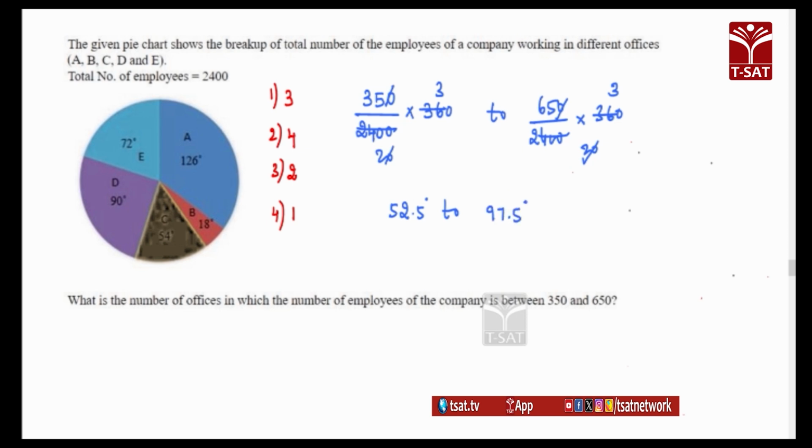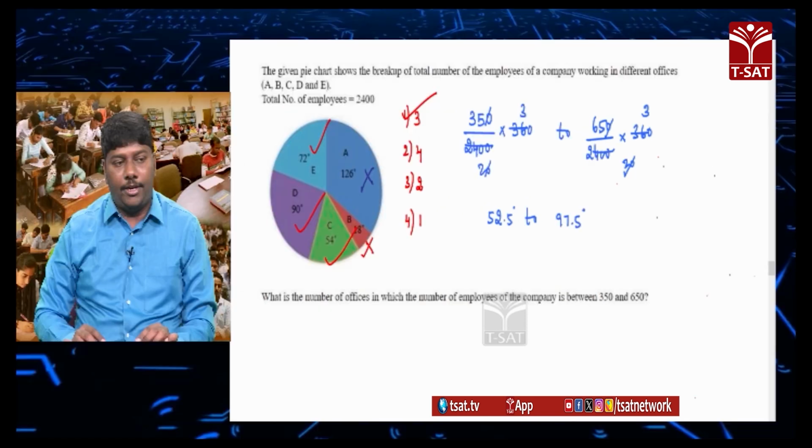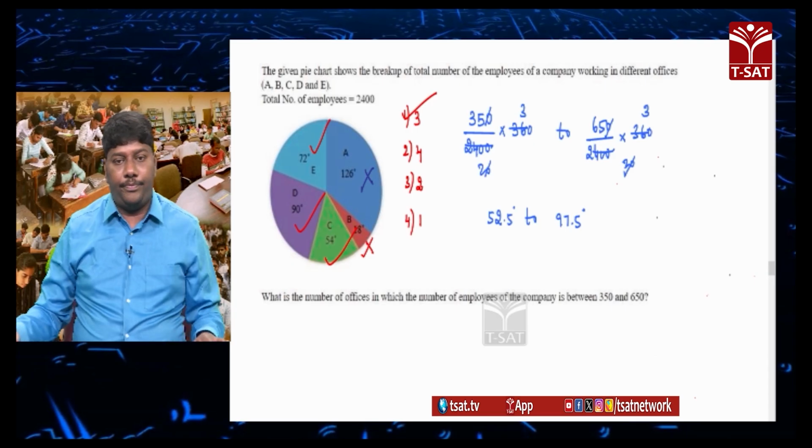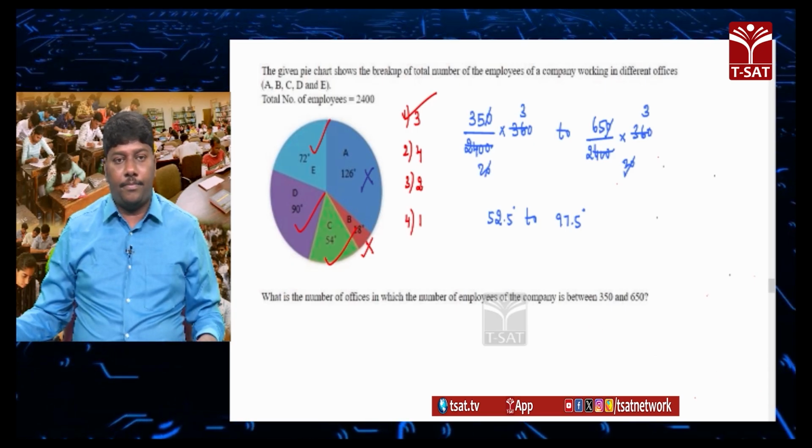Now look at how many offices, how many companies have in between 52.5 to 97.5. A is not in between, therefore A is not applicable. B is not in between. C is yes in between, 54, right? So 90 is also in between, E is also in between. So the answer is there are 3 companies which are in between 350 to 650. Rather than converting the companies into values, convert the values given into degrees so that it will be easy for us to do it. Look at the next one here.